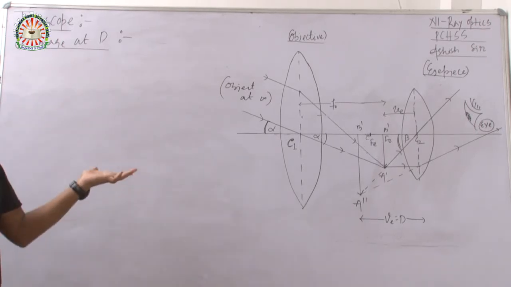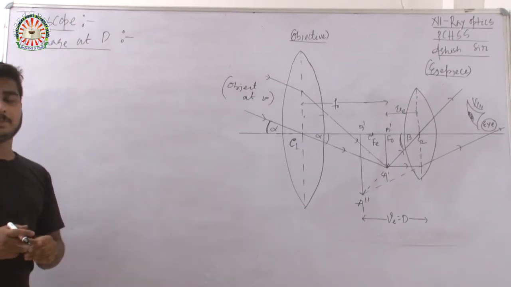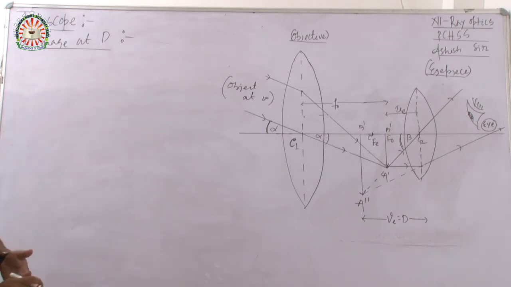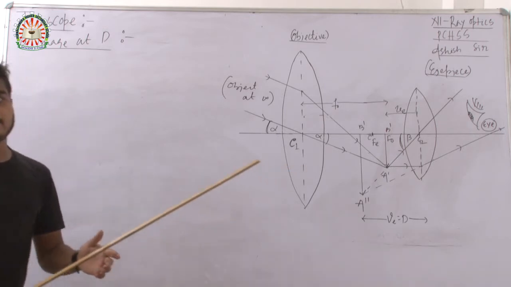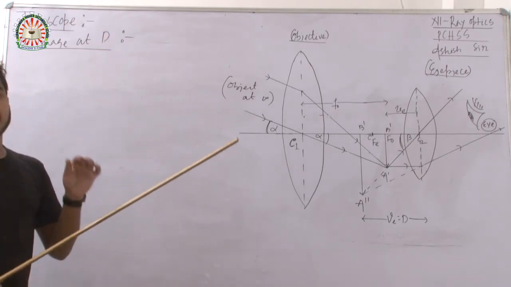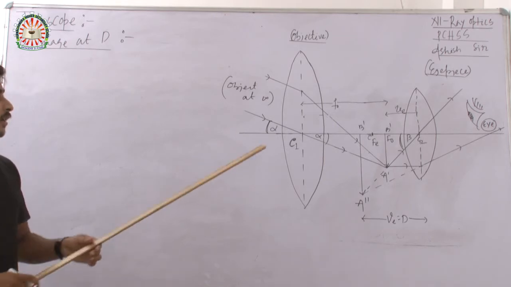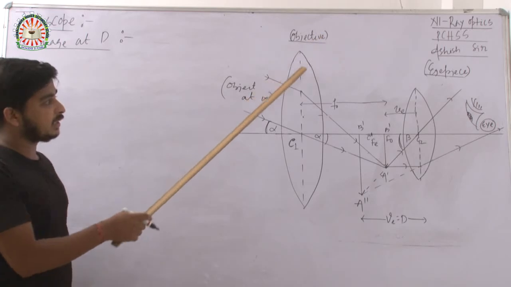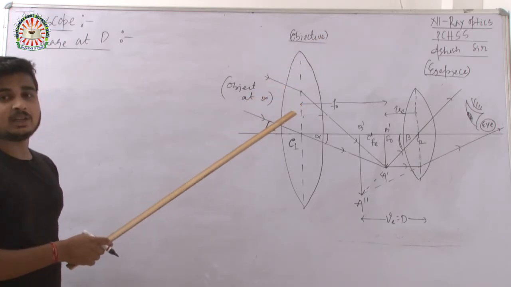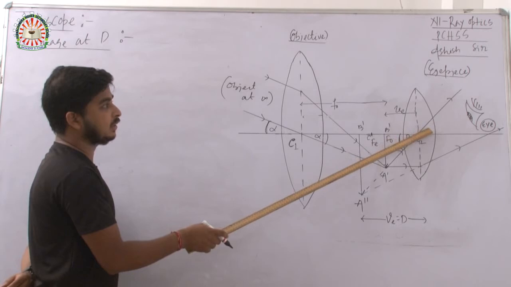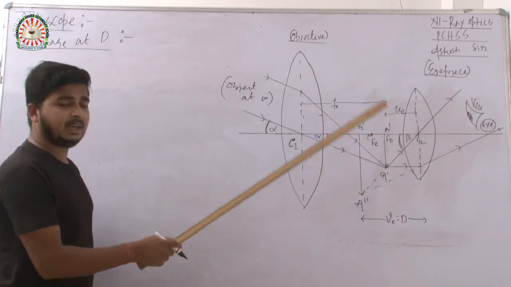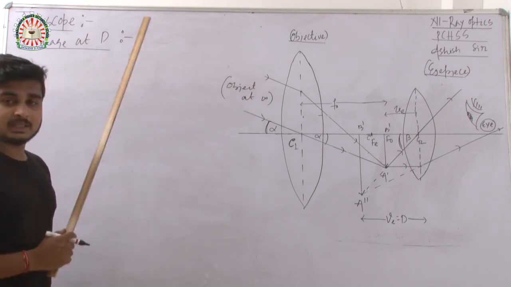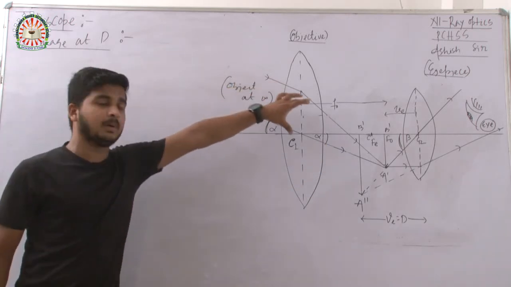We have discussed that the image formed at infinity means normal adjustment. Now we will discuss when image is formed at distance d. d means 25 centimeter. It means the distance of the image from the eye is 25 centimeter. Now look at the ray diagram. This is the objective having large aperture and large focal length, and this is the eyepiece, having short aperture and short focal length. As usual, we have taken the object at infinity.